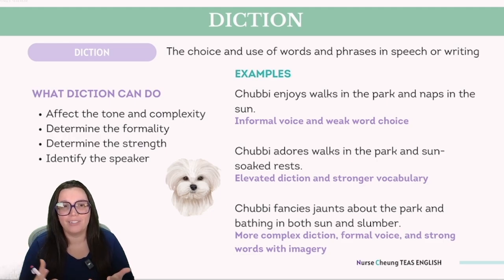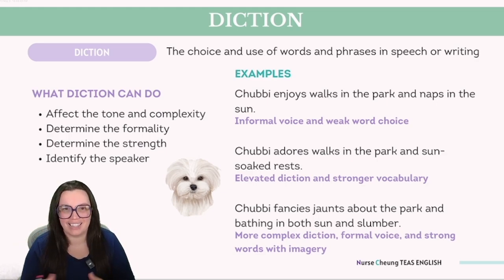Let's use Chubby, my Maltese puppy, to illustrate how diction can completely transform a sentence without altering its meaning. Consider the sentence, "Chubby enjoys walks in the park and naps in the sun." This uses simple diction, an informal voice, and weak word choice. Now we can rephrase it to, "Chubby adores walks in the park and sun-soaked rests."